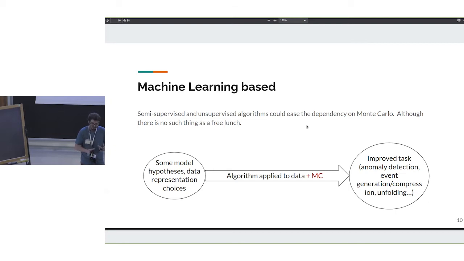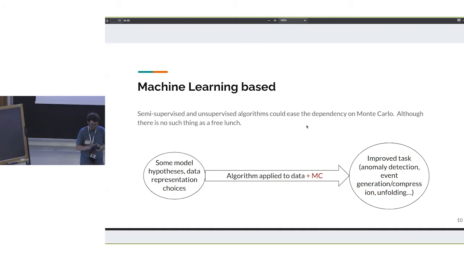The idea is that we could maybe ease the dependency on Monte Carlo, and one has to remember that this is not trivial, and this is probably something we have to be very careful about, because when we are using any type of algorithm, we are introducing some bias that we have to be able to control. So there's no such thing as a free lunch.